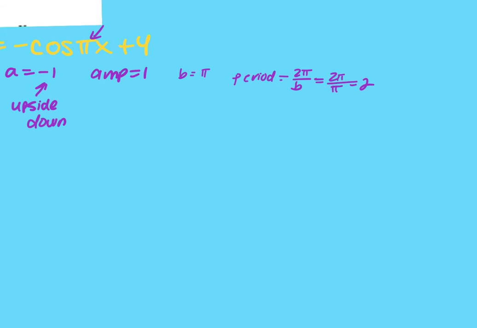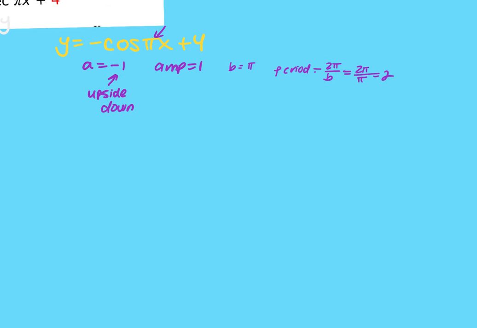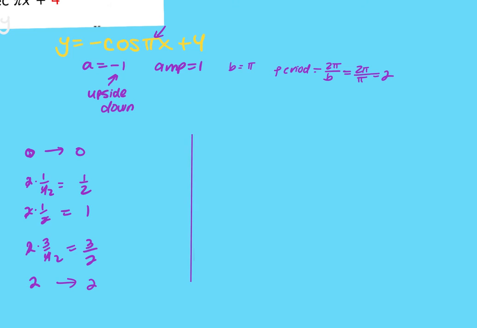Then I do my 0, which is my first key point. 2 times a fourth, 2 times a half, 2 times 3/4, and 2 is the last one. So this one stays, this becomes a half, this becomes 1, 3 halves, and that stays as 2. There's no phase shift, so those are my key points.